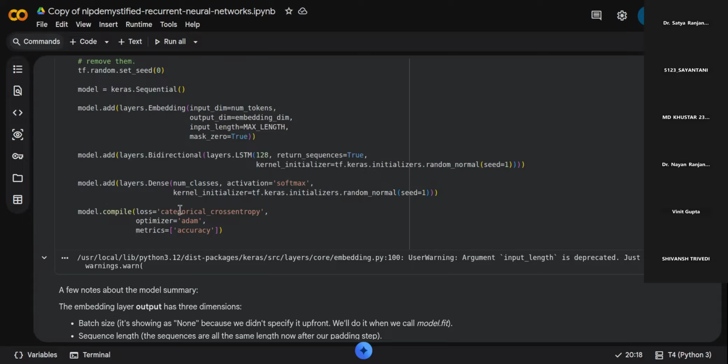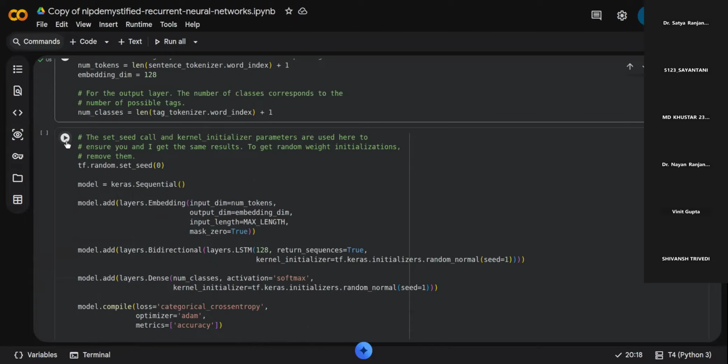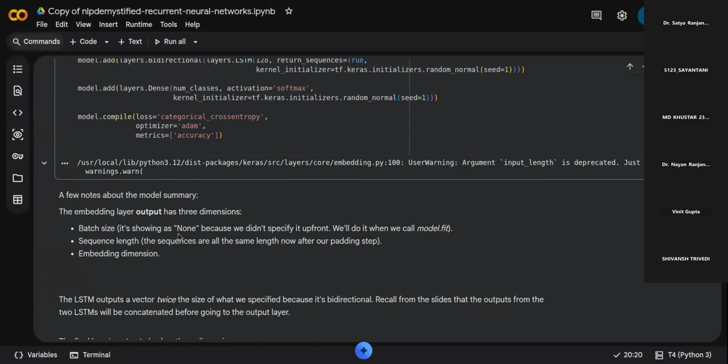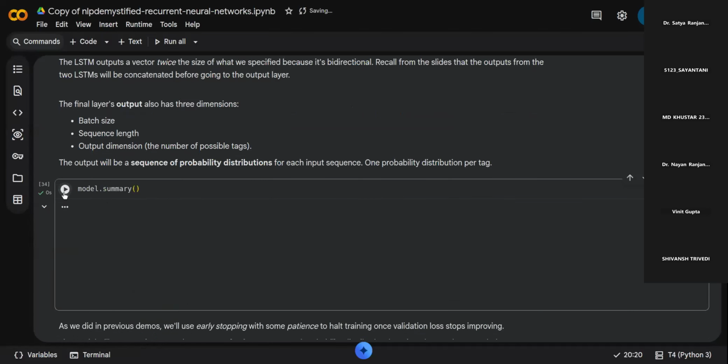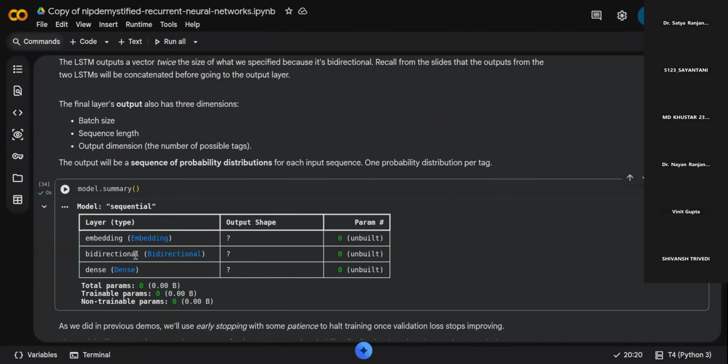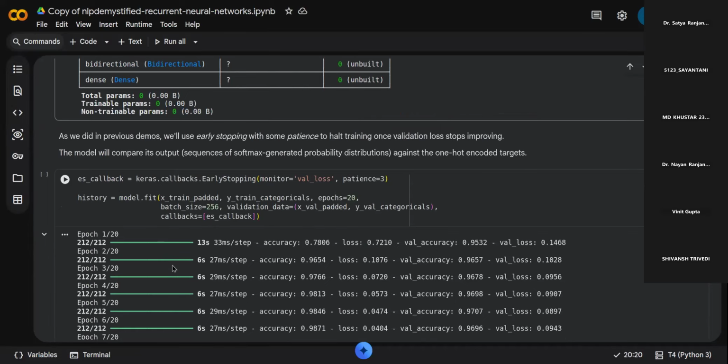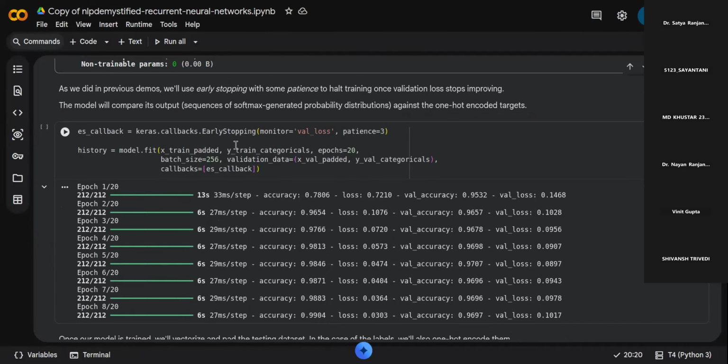Now you compile it using categorical cross entropy, because it is a multi-class classification problem. Optimizer is Adam, metric is accuracy. So compile the model. Now the model is compiled. Now you have to train it. If you want to see the summary, this is the summary: one embedding layer, one bidirectional LSTM layer, one dense layer. Okay. Now here I have created an early stopping callback.